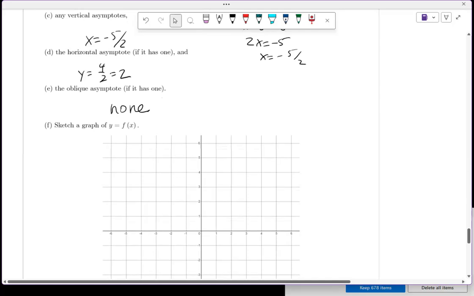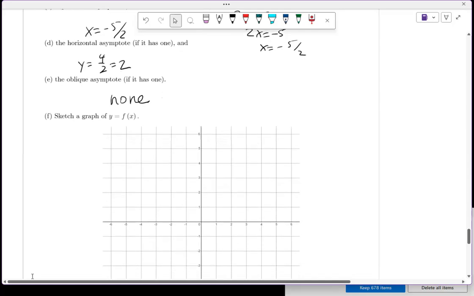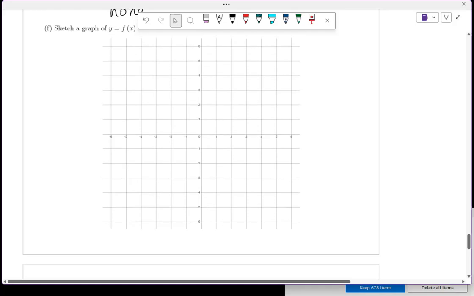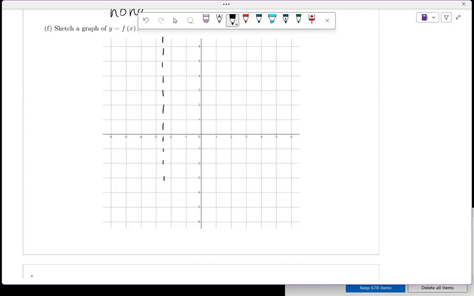All right. So we're ready to put all this stuff on the graph? We had a vertical asymptote at -5/2, a y-intercept at -2, an x-intercept at +5/2, and a horizontal asymptote at 2. So now we've basically got it divided into 2 pieces, right?